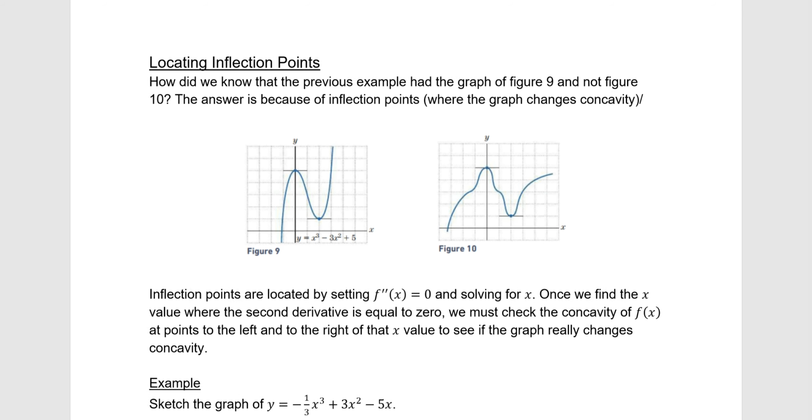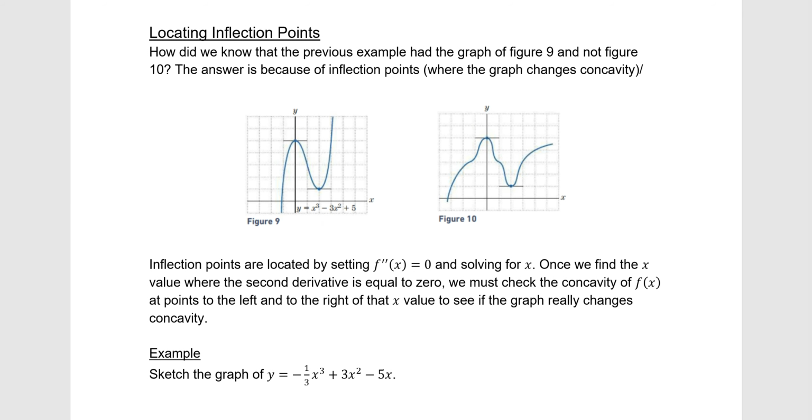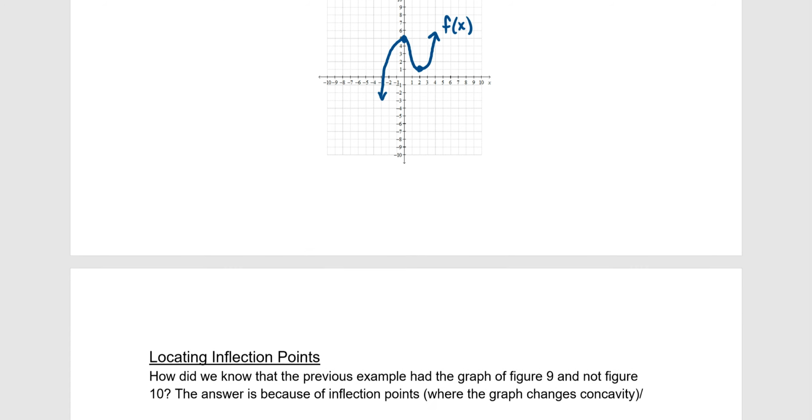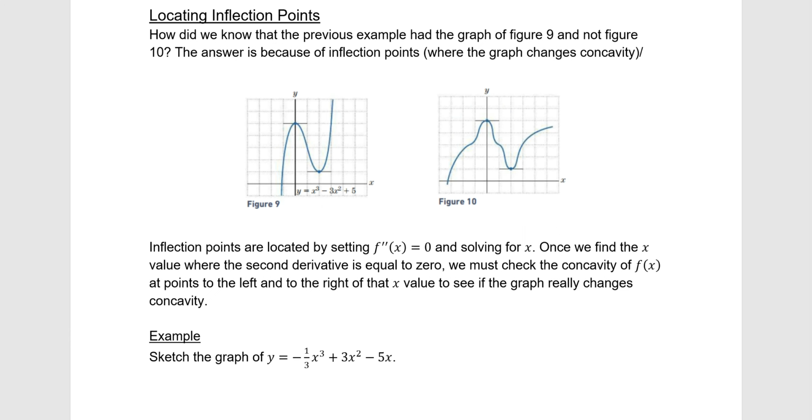Okay, so the next thing is going to be locating inflection points. So in this previous example we just graphed this function right here, which a little bit better graph is right here. So the question is, how do we know that it looks like this over here on the left, and not like over here on the right with figure 10?